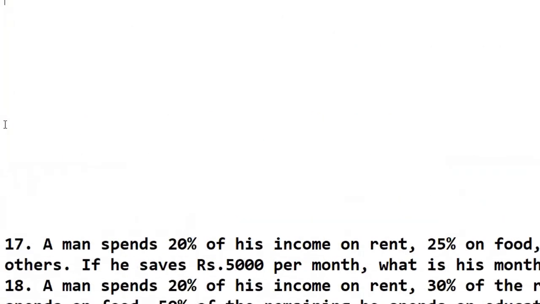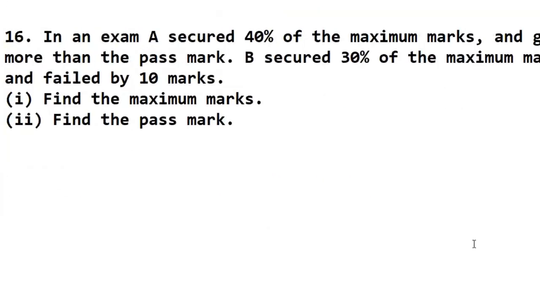Nice question. Pause the video and try to solve this. In an exam, A secured 40% of the maximum marks and got 10 marks more than the pass mark. B secured 30% of the maximum marks and, poor fellow, failed by 10 marks. Find the maximum marks, and next find the pass mark. Okay, please try.